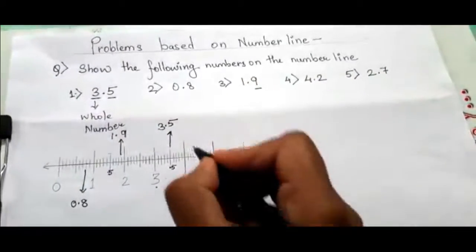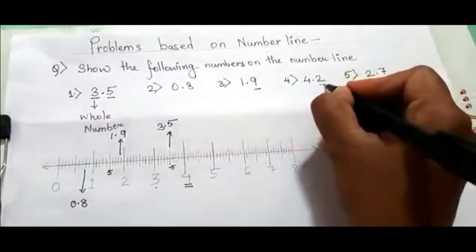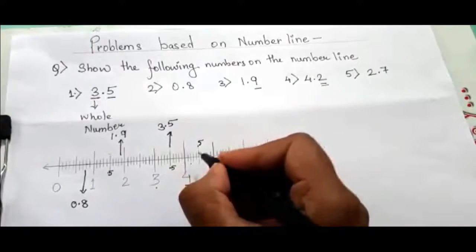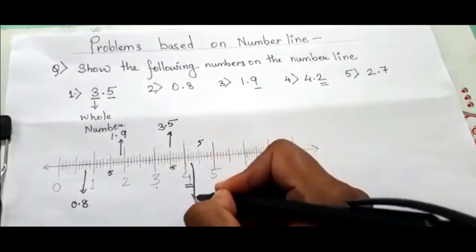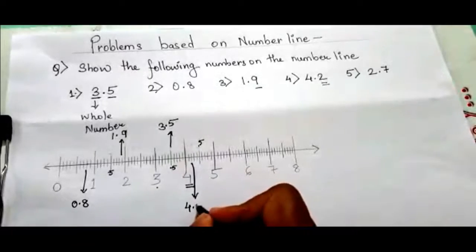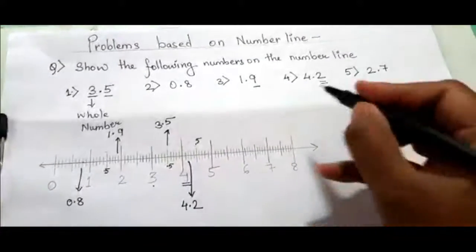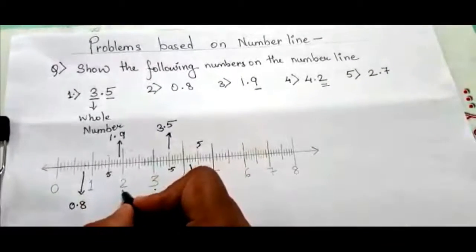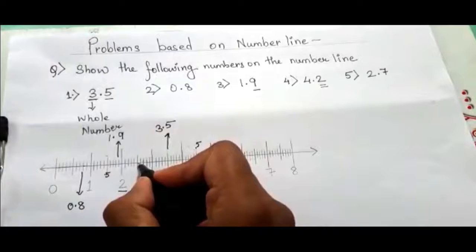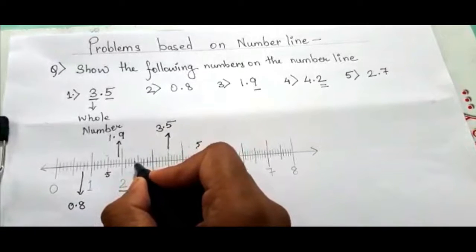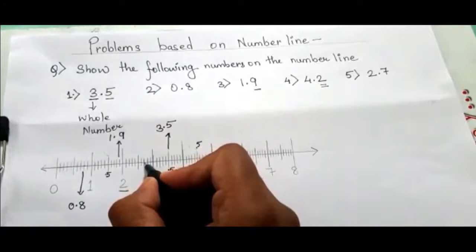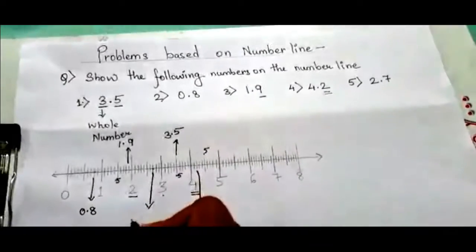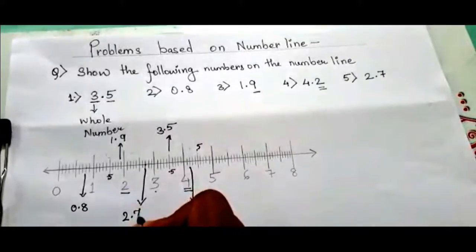Now the fourth sum is 4.2. Whole number 4. And then we start counting. It is 1, 2, right? This is 0.5. 1, 2. Then we write whole number 4.2. And then last is 2.7. Same, we come to a whole number 2. Then we go 1, 2, 3, 4, 5, 6, 7. Then we take an arrow and then we write 2.7.